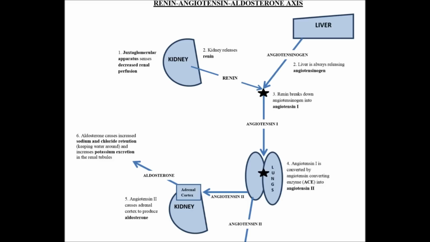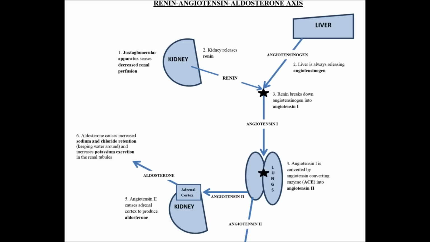Then also, angiotensin 2 goes to the adrenal cortex, back in the kidney area, on the left side of our diagram here. And at number 5, angiotensin 2 causes the adrenal cortex to produce aldosterone. So here we get aldosterone. And aldosterone itself is going to increase sodium and chloride retention. And remember, water follows salt, water follows sodium. And so we're going to increase our fluid volume. And when we increase fluid volume, we also increase our blood pressure. Furthermore, the aldosterone will cause an increase in potassium excretion in the renal tubules.